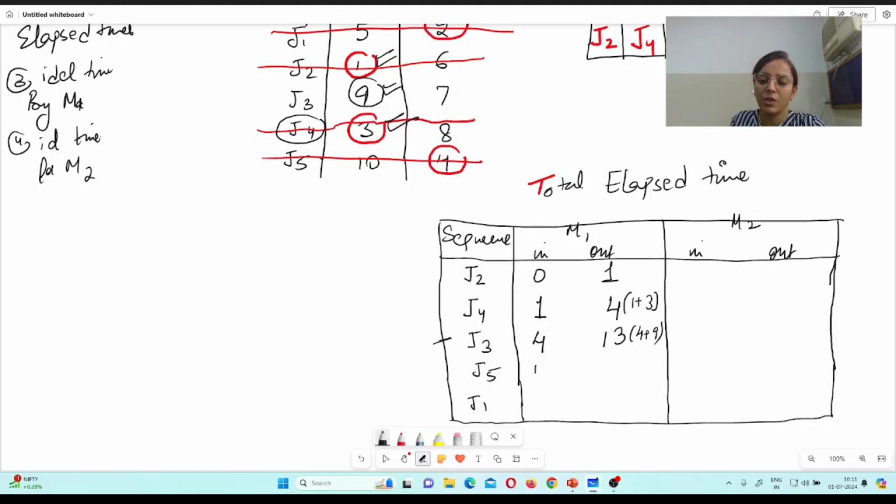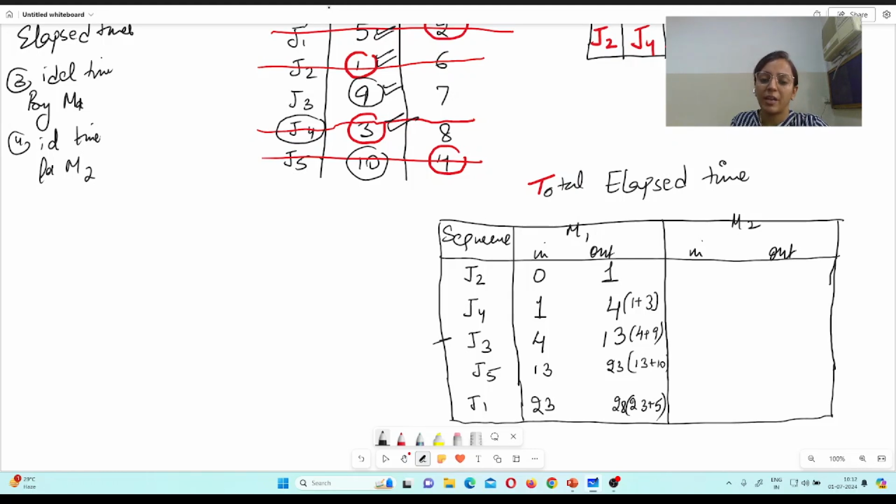Right? Again, the 13 will come up over here, and then what? J5 is taking 10 minutes, so over here it is 23. How is it 23? Again I'm writing for your help: 13 plus 10, that will be 23. Once it is out, only then the next job will go on that machine. So that means 23, and J1 is taking 5 minutes. Then 23 plus 5, that will be 28. So over here will be 28. In brackets you can write 23 plus 5.